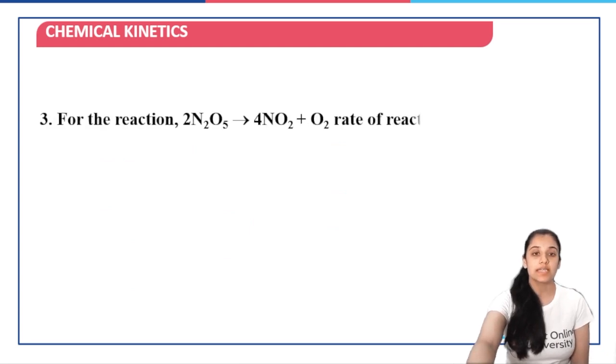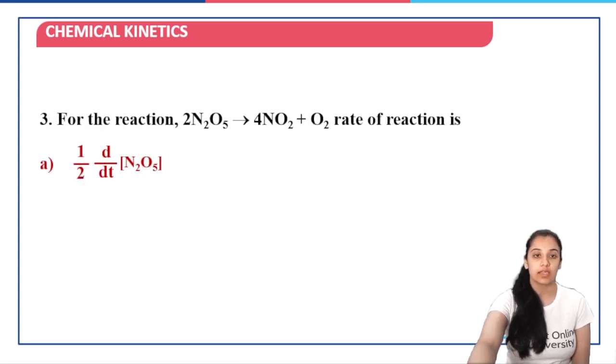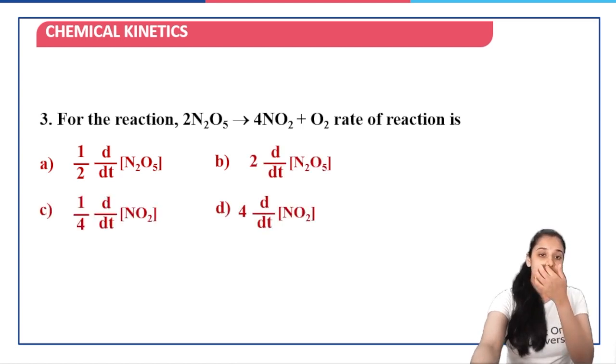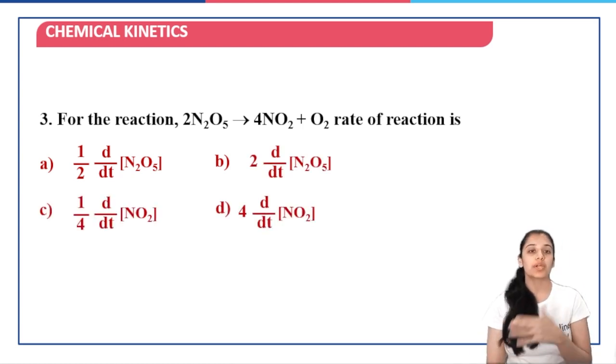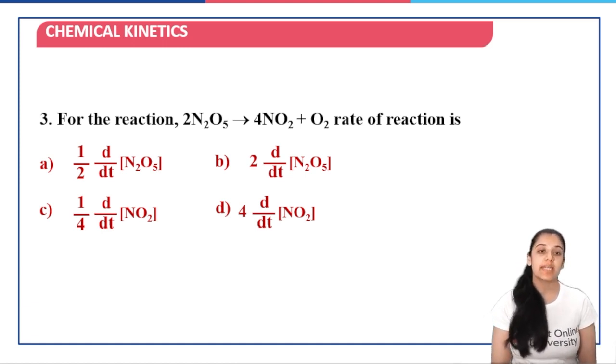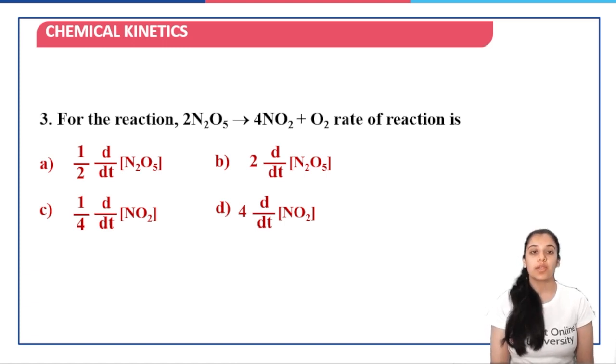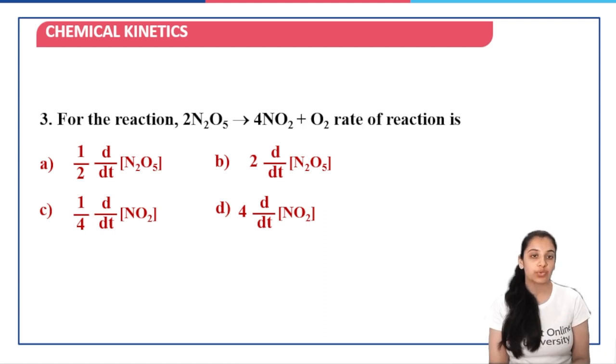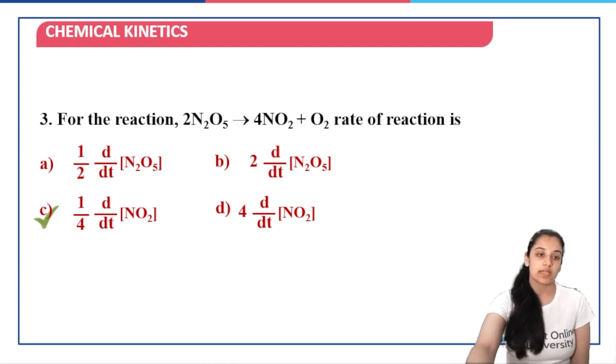Next question, for this reaction, the rate of the reaction is. So we know that any of the reactant or any of the product can give me the rate of the reaction. I just have to see what has been mentioned correctly here. So in terms of N2O5, there should be a negative sign, which is not there in any of the options. So let us leave options A and B. Then when I talk in terms of NO2, there should be a positive sign, which is there in option C and D. But the coefficient should also be taken into account. That should be 1 by 4. So option C is the right answer here.